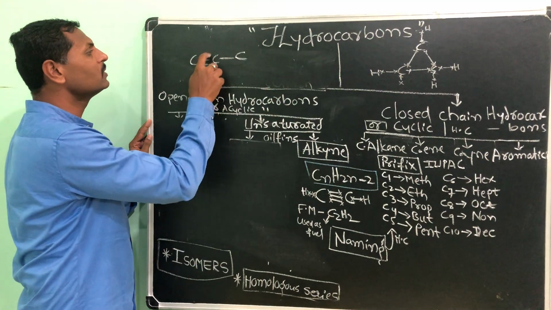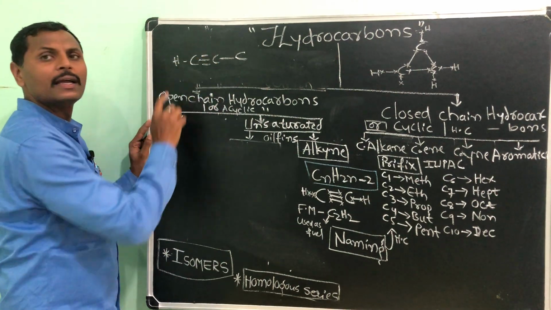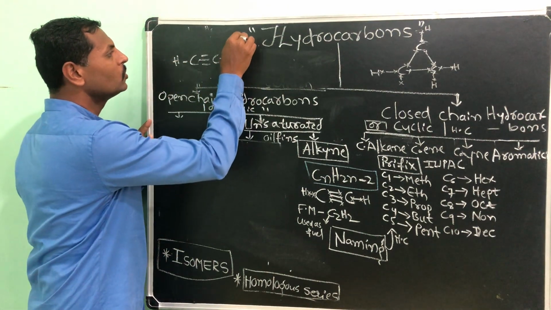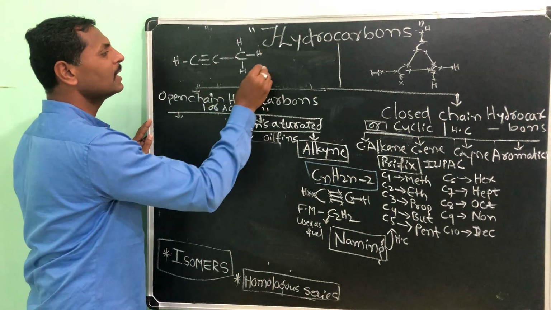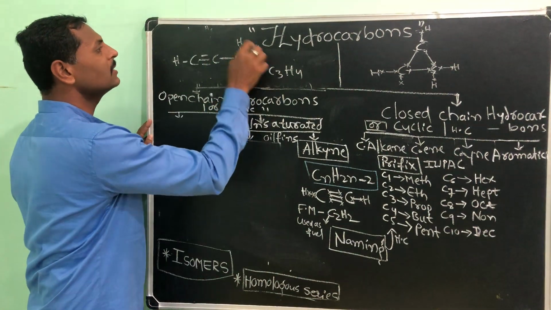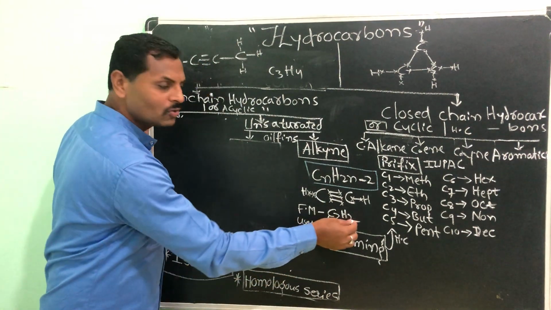4 bonds. 1, 2, 3 and 4. It is already satisfied. So here 1, 2, 3 and 4. C3H4. See here, C3H4. Like that, here I have written C2H2.